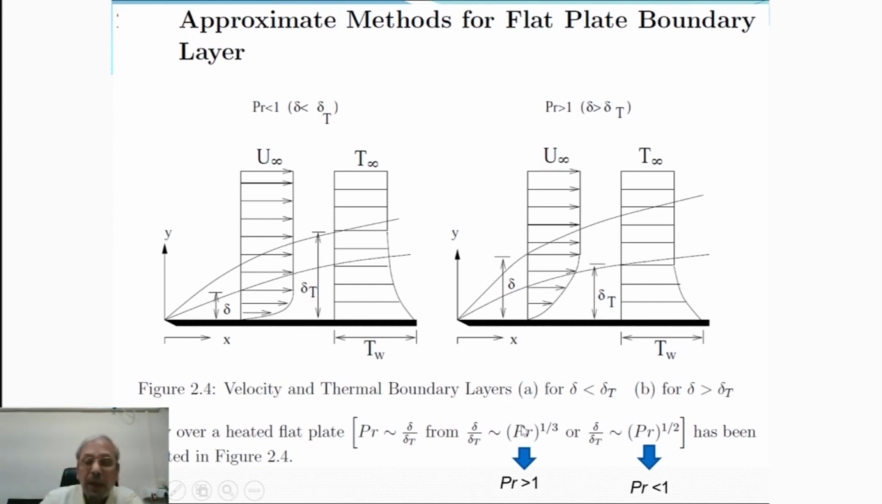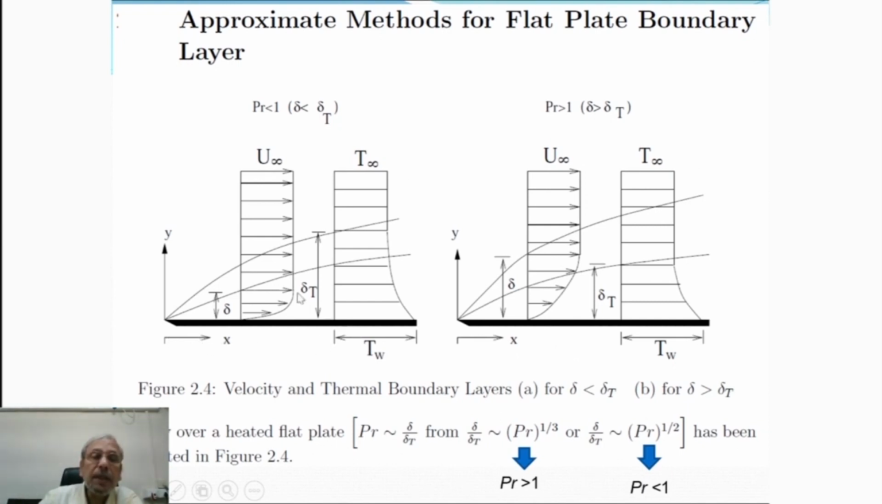If Prandtl number is greater than 1, delta by delta T, that is the velocity boundary layer divided by the thermal boundary layer, the ratio of the two boundary layers, is proportional to Prandtl number to the power 1/3. And if Prandtl number is less than 1, then delta by delta T is proportional to Prandtl number to the power half. So this is the basic consideration.